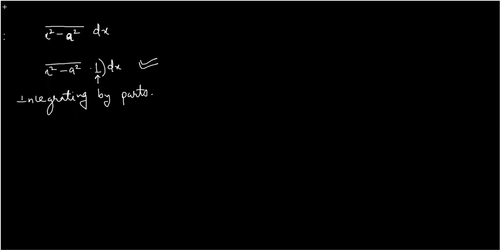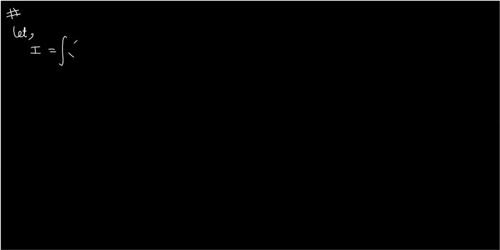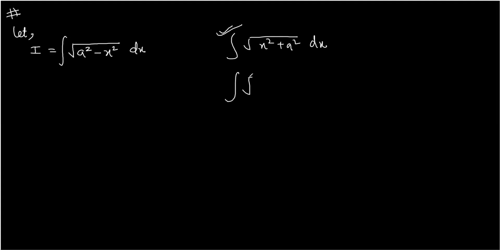The third derivation is, the third one is, let I equal to integral of square root of a square minus x square dx. This is the third and the last one. So what was the first one? The first one was square root of x square plus a square dx, which I derived for you completely. Then the second one was square root of x square minus a square dx.